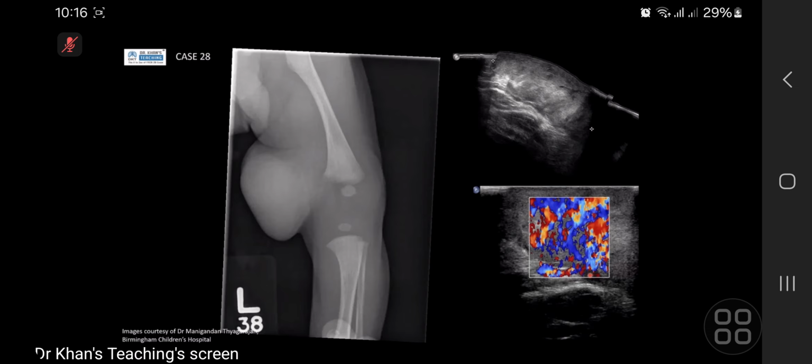The ultrasound is showing that it's heterogeneous, predominantly a hyperechoic area with increased vascularity. If it was compressible during the ultrasound, then this could be a hemangioma. Okay.